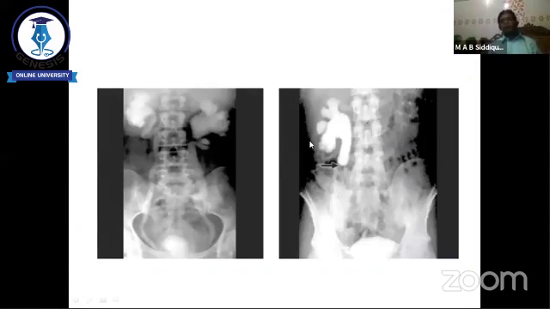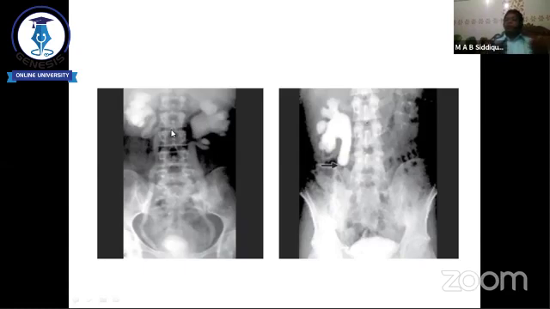This is another X-ray, another contrast X-ray. If you look at this X-ray, the contrast is not visualized on the left side, but is visualized on the right side. This is actually intravenous urography. We use contrast in this X-ray by the IV route, and we take X-rays over time.